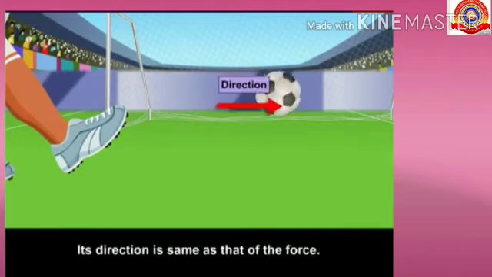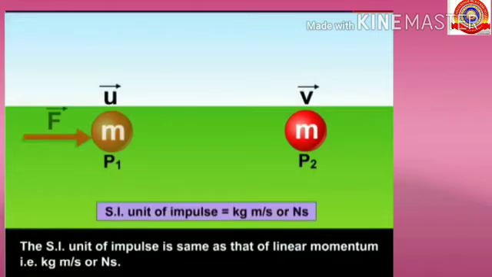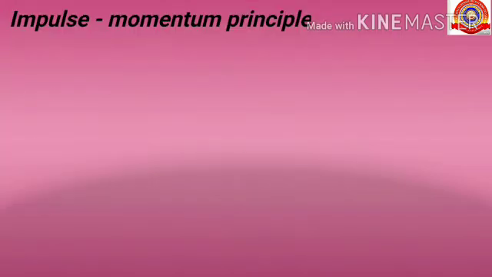Impulse is a vector quantity. Its direction is the same as that of the force. The SI unit of impulse is the same as that of momentum, that is kilogram meter per second or Newton second. We usually use Newton second.